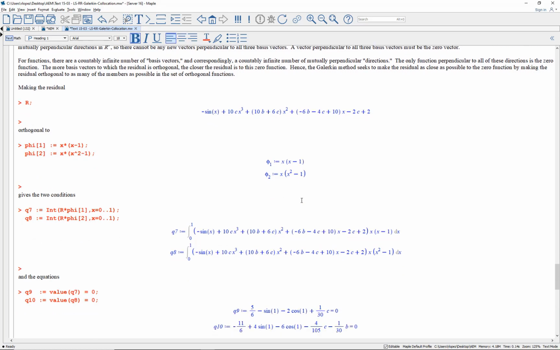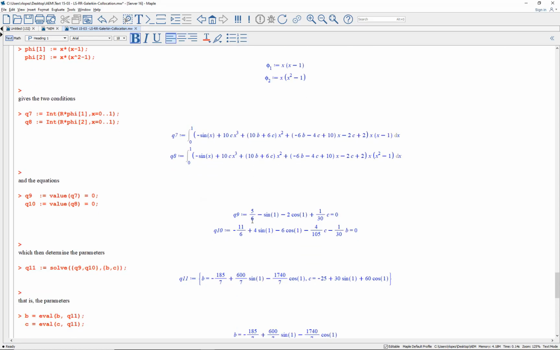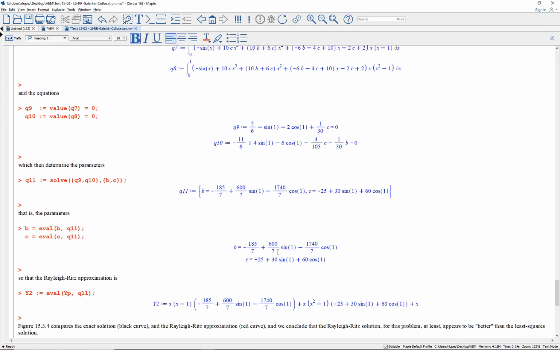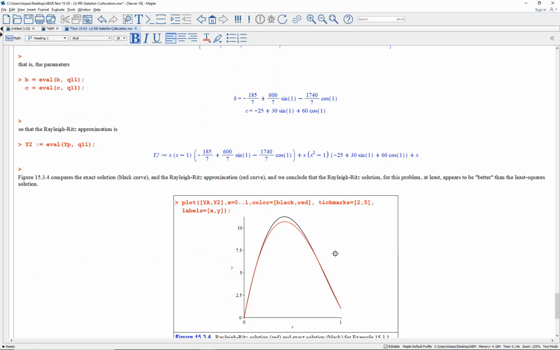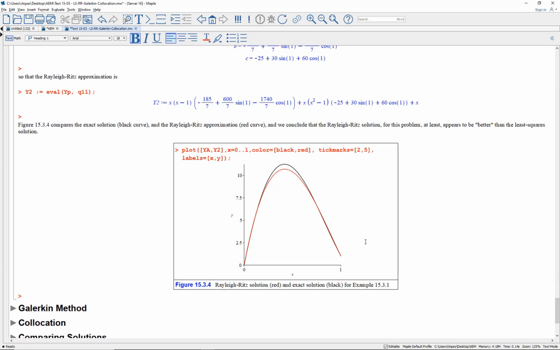Okay, so here's the residual, here are the phi k's. So here are the new orthogonality conditions. These integrals, set them equal to 0, solve for the constants b and c. Here are b and c. Here is the Rayleigh-Ritz approximation, and when you draw the graph, you see that that approximation in red is much closer to the exact solution.